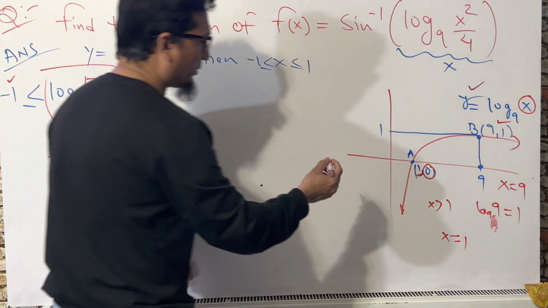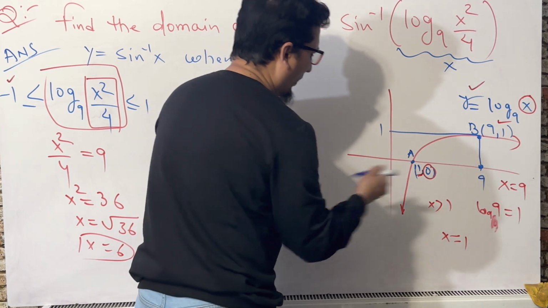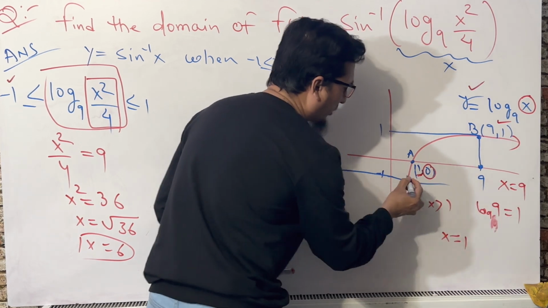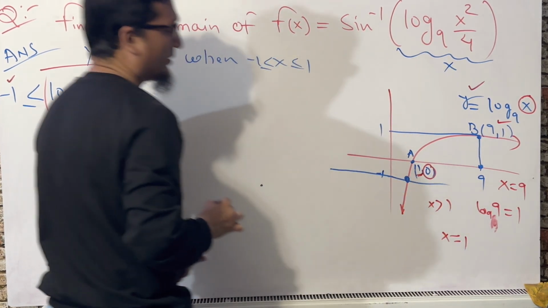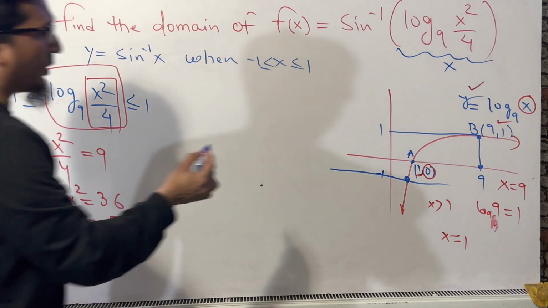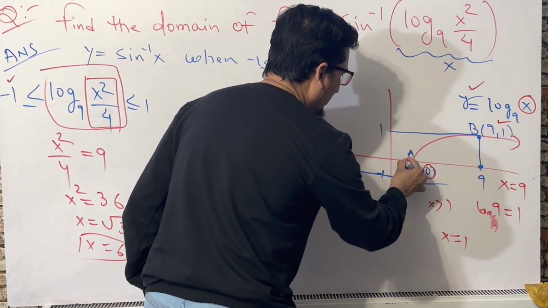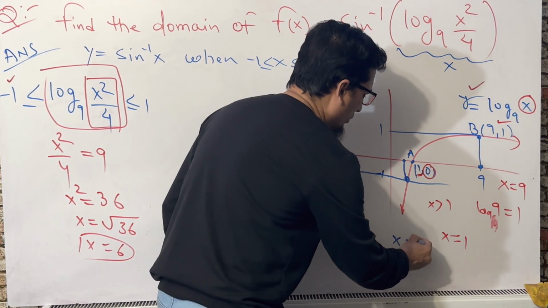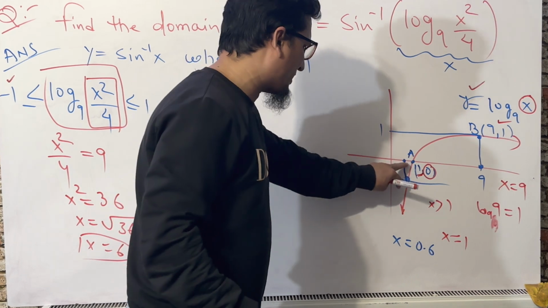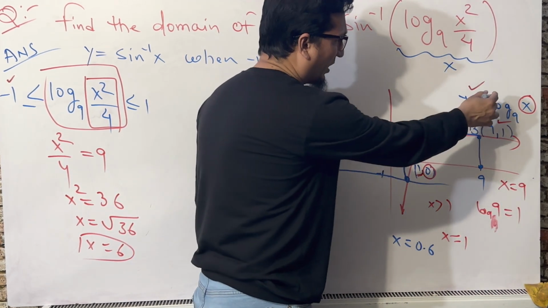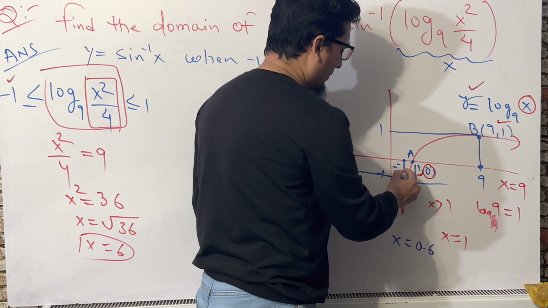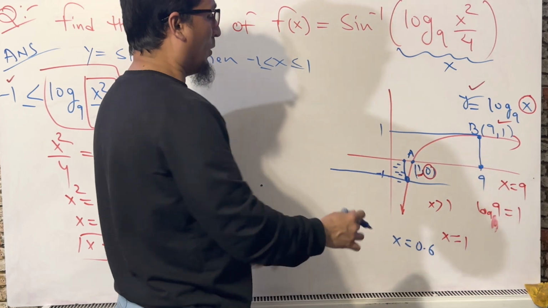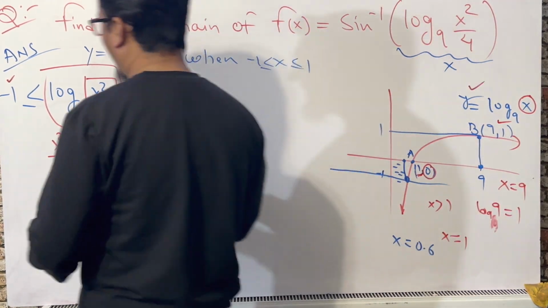So where is -1 here? You can say the -1 is here, right? For example, this is -1. So if I draw a line, this is the intersection point, yes or no? And if you draw down from here, the value of x is near about 0.6 or 0.5 or 0.7, then you can say log x is negative, right? I'm not saying that this is exactly -1.